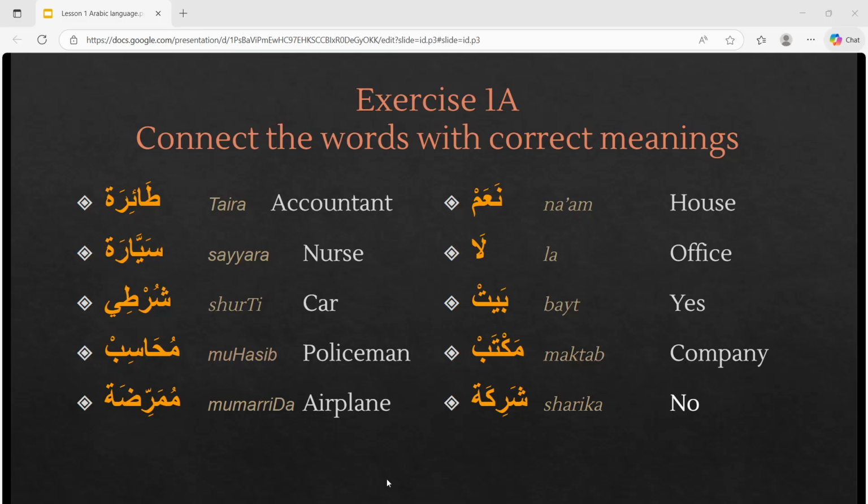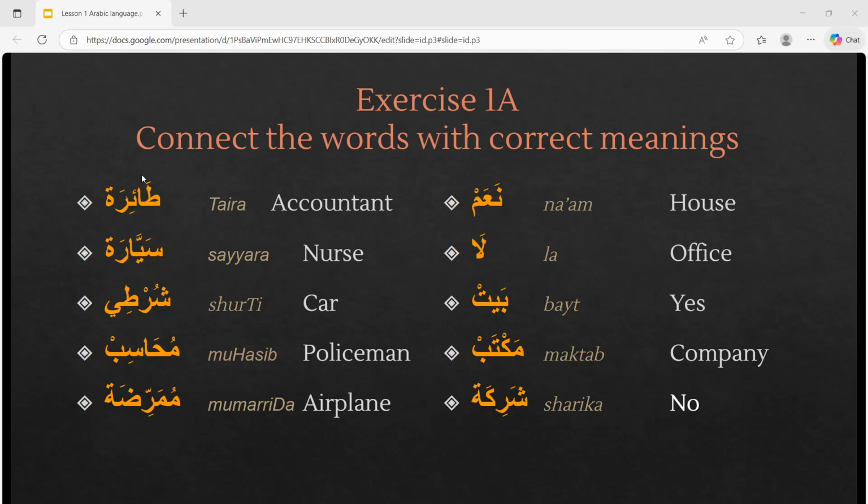The following 2 slides will be a great exercise to internalize the vocabulary words with their English meanings and to test your level of memorization and understanding. These are the same vocabulary words that will be used, and we're going to create exercises from them so we can internalize the vocabulary moving on. All right, so in exercise 1A, we're going to be connecting the words with the correct meanings.